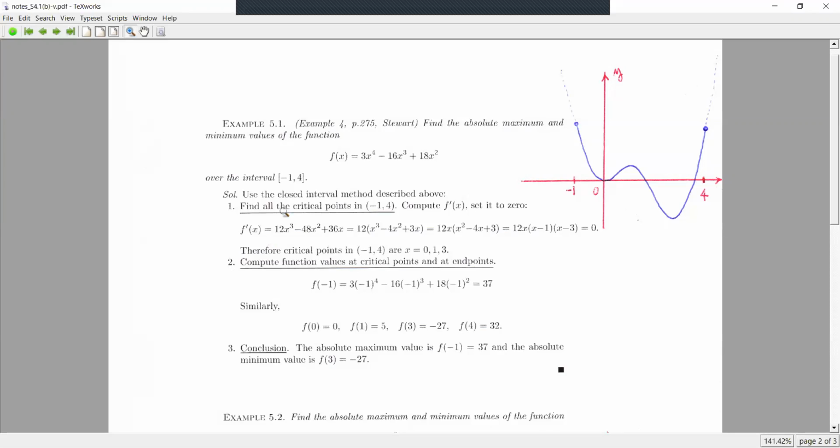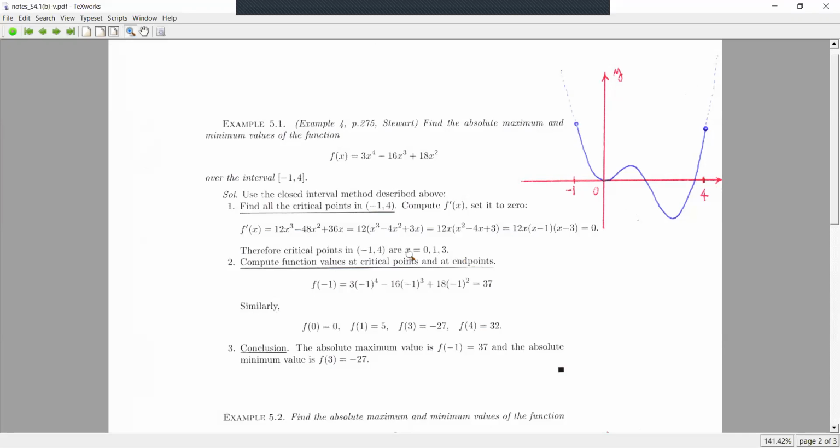Step 2 of the closed interval method. Compute function values at critical points and also at endpoints. The function value at the left endpoint, -1 is the left endpoint. Plug in -1 into the function. Then we get the function value at -1 is 37. The height of this solid point is 37.